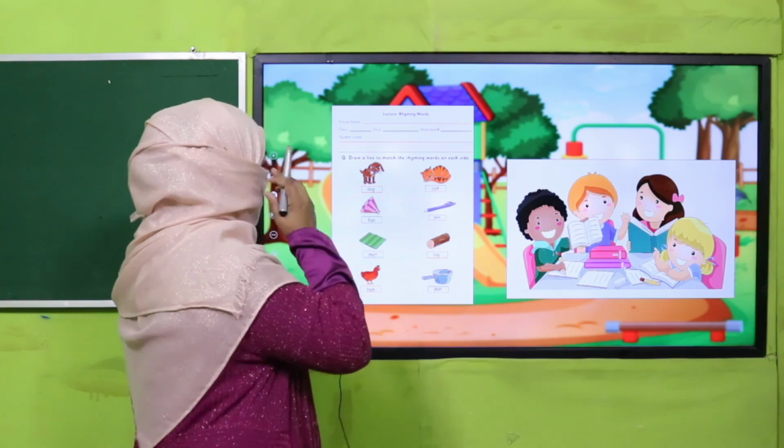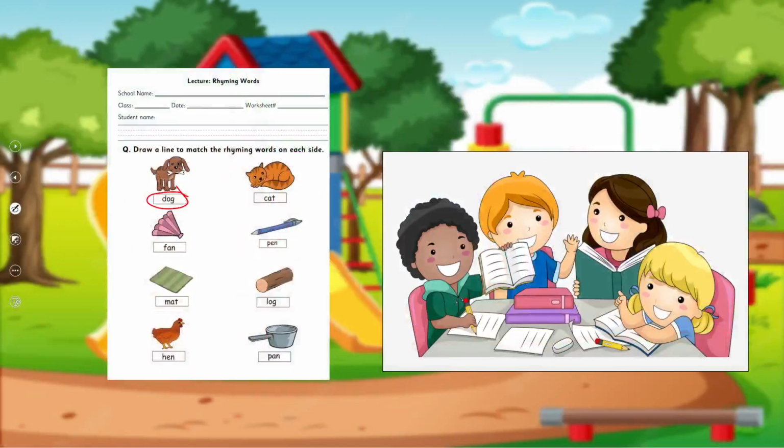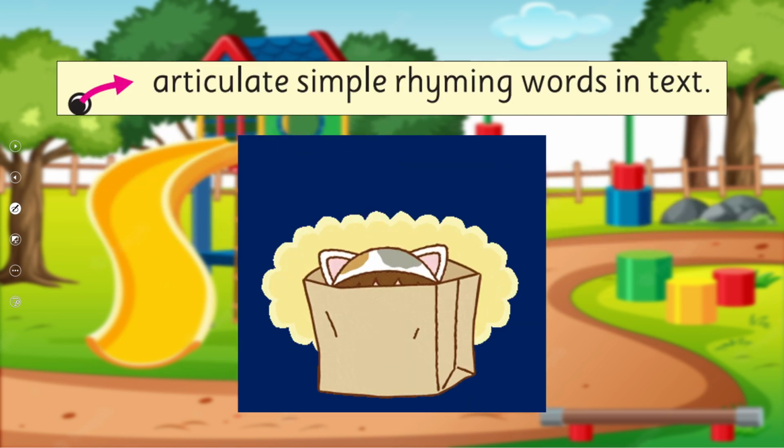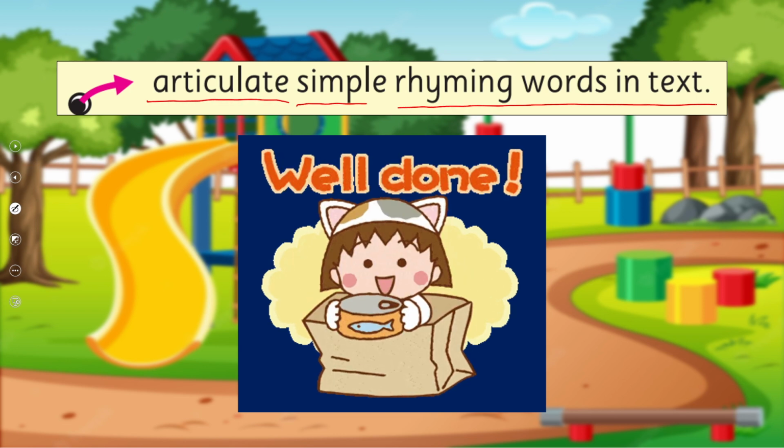And dear students, once again, you'll have to read the word, look at the picture, and match it with its rhyming word. So what have we learned today? We learned that by changing the first letter, we can make rhyming words, and we achieved our SLO to articulate simple rhyming words in text.